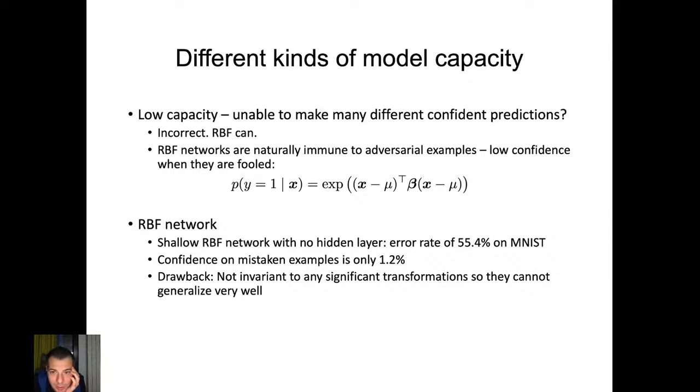This is regarding the initial comments in the paper. They initially thought that models with low capacity were unable to make confident predictions, and actually if you use RBF networks, this is not the case. RBF networks are really confident about their predictions. The problem is they generally obtain lower results.